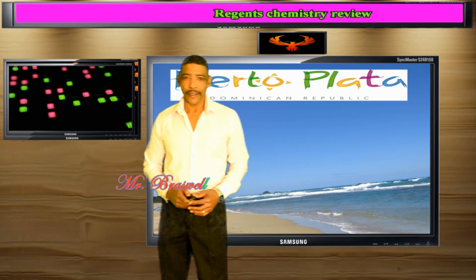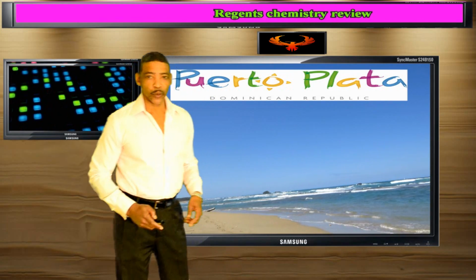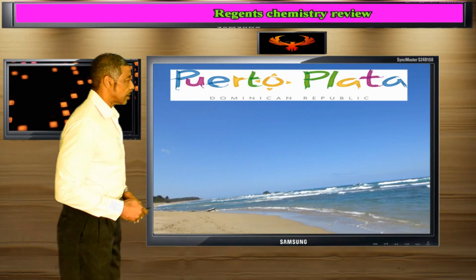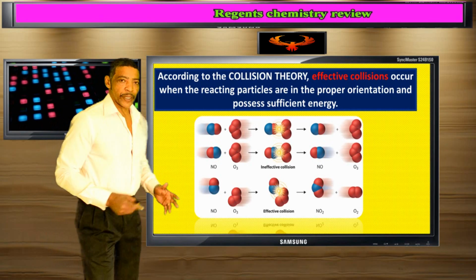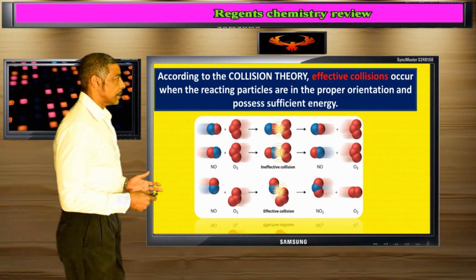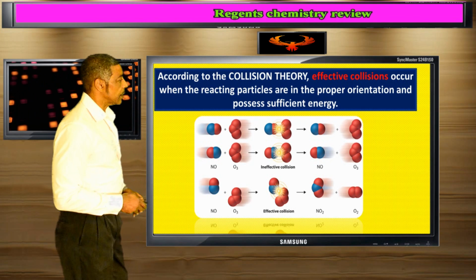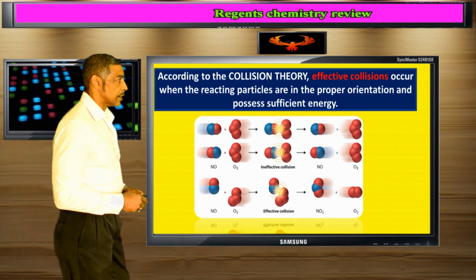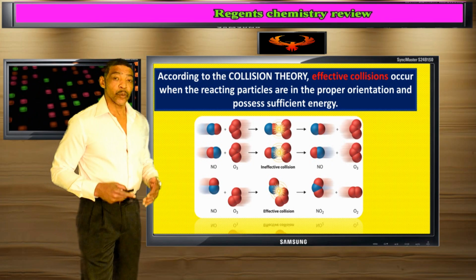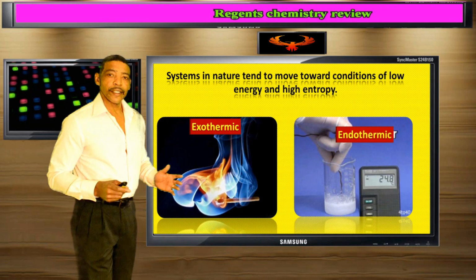I'm Mr. D. During this lesson, I will review some of the factors that will affect the rate of a chemical reaction. In order for a reaction to occur, reacting particles must first collide. If the reacting particles are in the proper orientation and possess sufficient energy, then a chemical reaction will indeed occur. These types of collisions are called effective collisions.